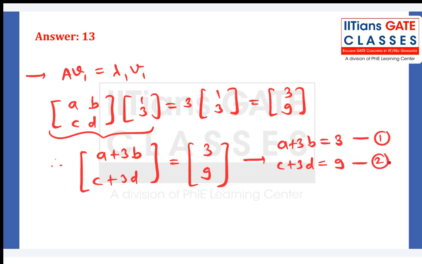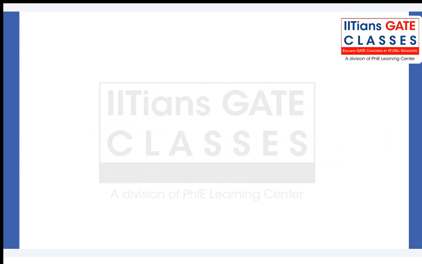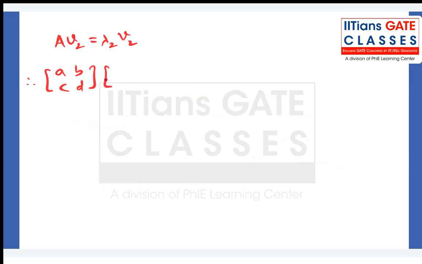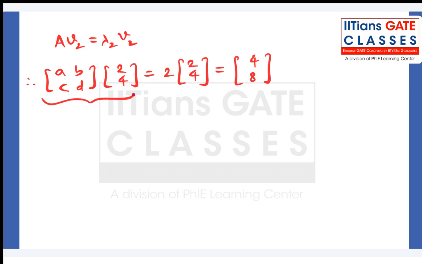Now use the second eigenvalue and second eigenvector. In that case A into v2 is lambda 2 v2. So this matrix (a, b; c, d), the second eigenvector is (2, 4) and the eigenvalue is 2. So the RHS will become 4 and 8. Now the LHS will give you 2a plus 4b and 2c plus 4d, equal to 4 and 8.